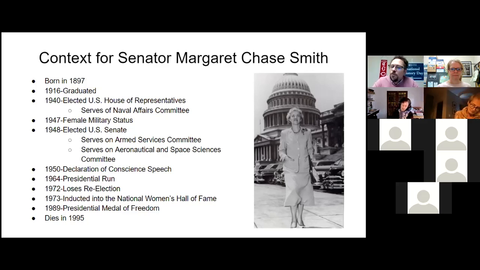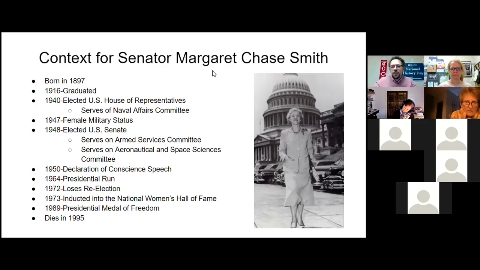And then in 1972, she lost re-election. In 73, she was inducted into the inaugural class of the National Women's Hall of Fame. And then in 89, President George H.W. Bush gave her the Presidential Medal of Freedom, which is the highest honor a civilian can receive. And then she died in 1995.